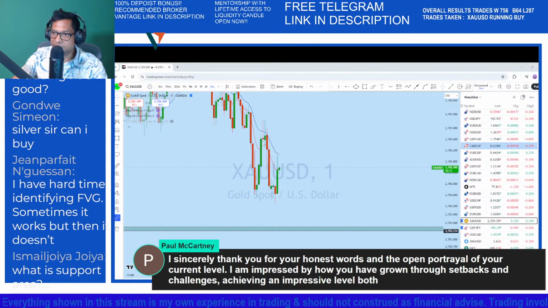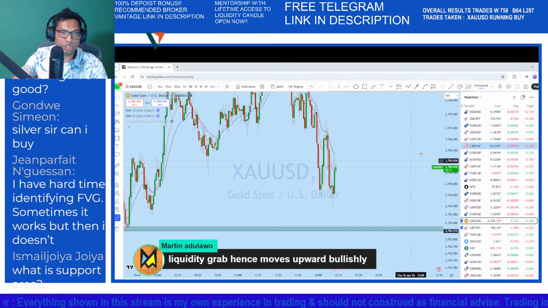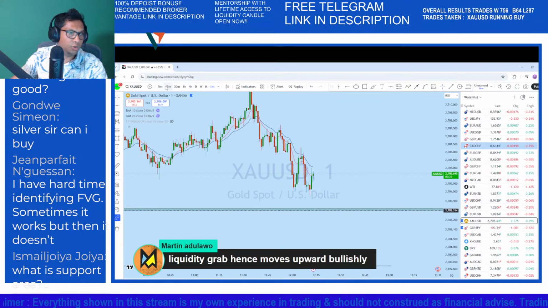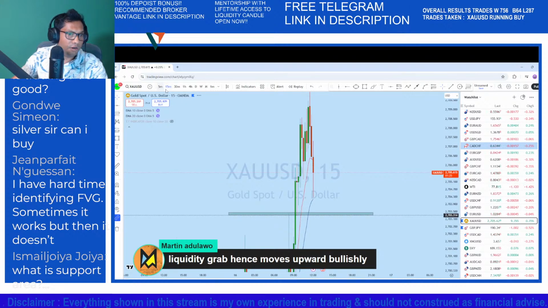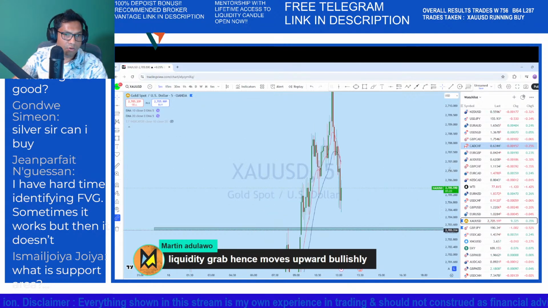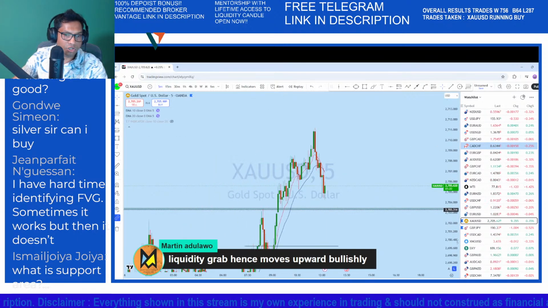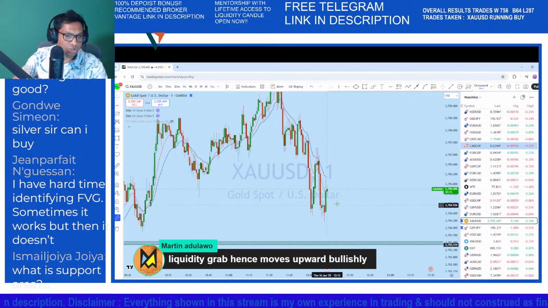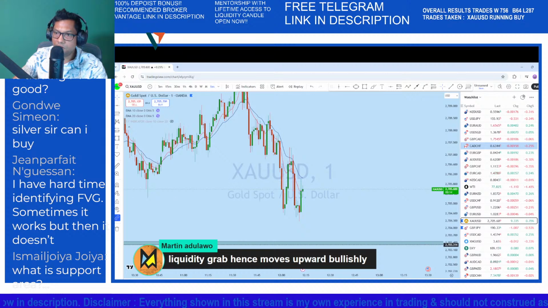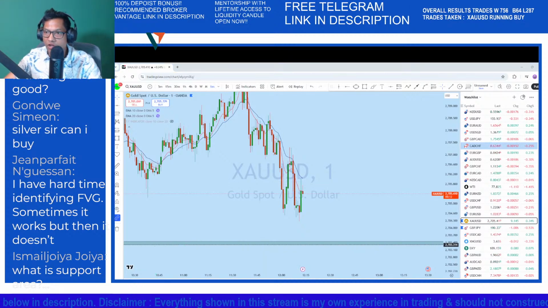Liquidity grab and then a move upward bullishly. Yeah, that's what we're waiting for, that potential bounce from here. And looking at here, you can see this is a potential bounce. Look at the 1 minute, you can see the market potentially in a bullish move. Retest.